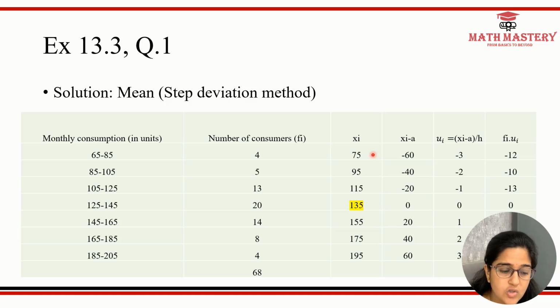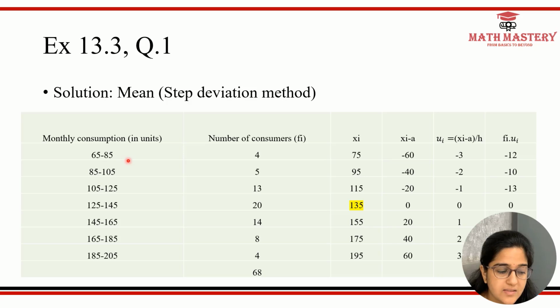If you see here, the number of observations are total 1, 2, 3, 4, 5, 6 and 7. Middle value is 135. So I will take 135 as the assumed mean. You can also take any other value as the assumed mean. Now xi minus a, I have calculated. 75 minus 135 is minus 60 and so on for all the class intervals.